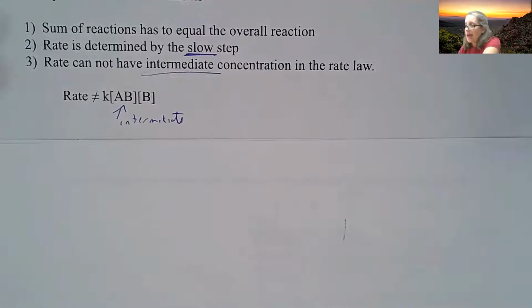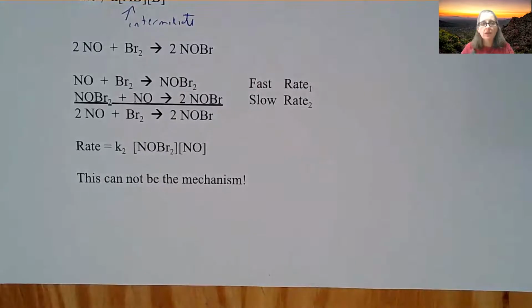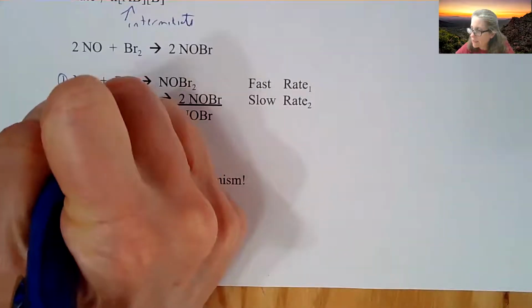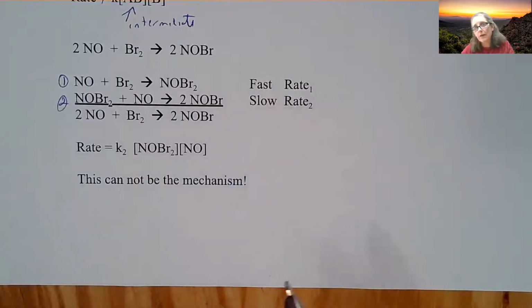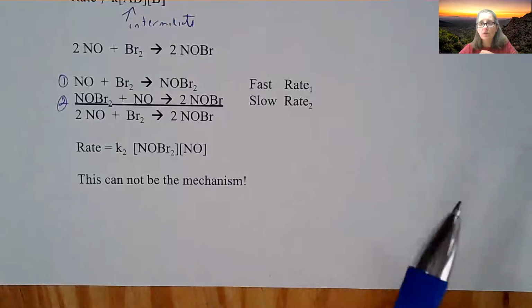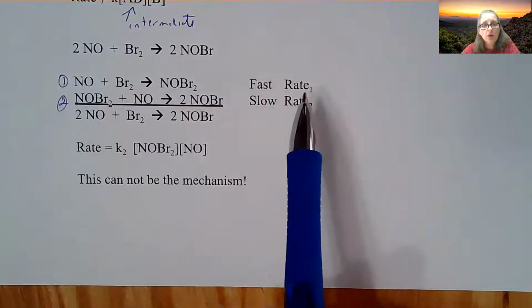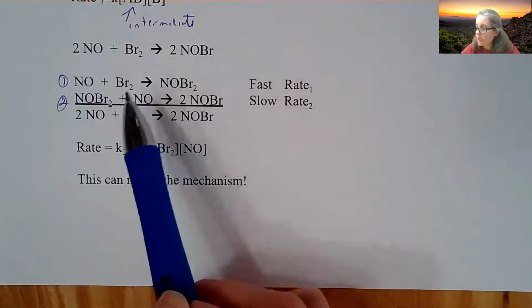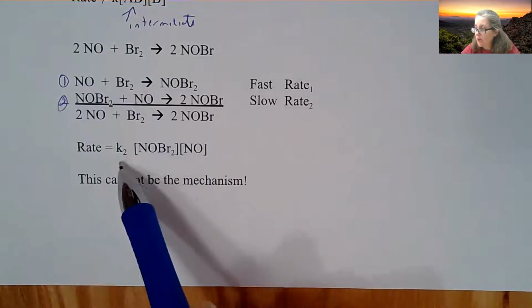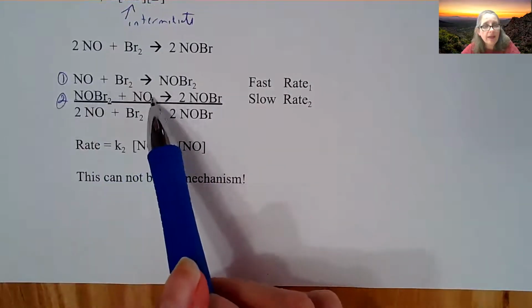How are you going to see these kinds of questions? There are many different ways that I could put it, and these are a couple of examples so you can get a better handle on this. Again, here is my overall reaction, and here is a mechanism with the fast and slow step. Which one is fast, which one is slow? That's a whole other discussion that we could get into when you write your own mechanisms. But if I give you a mechanism like this, just know that this is the rate of the first reaction, and this is the rate of the second reaction. If I look at this rate law, K2, NO, Br2, and NO, that is reflecting how many I have of each one of these.